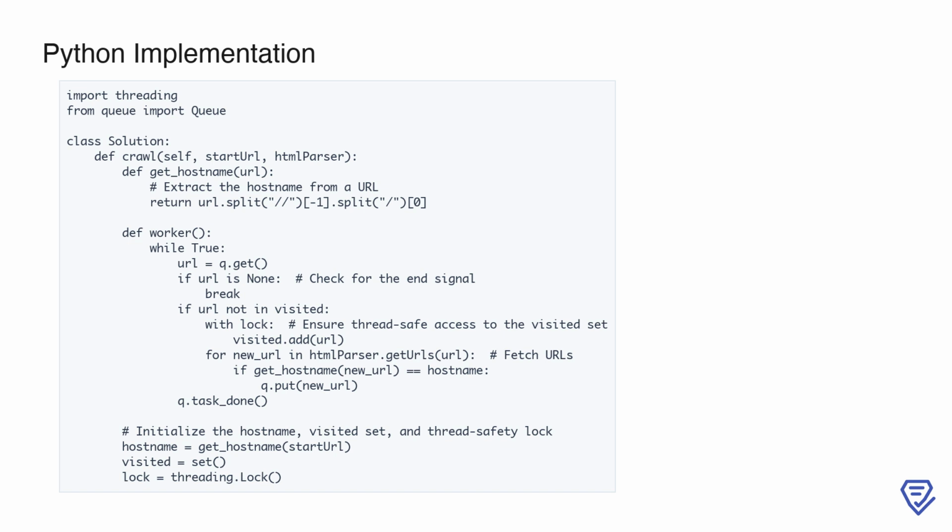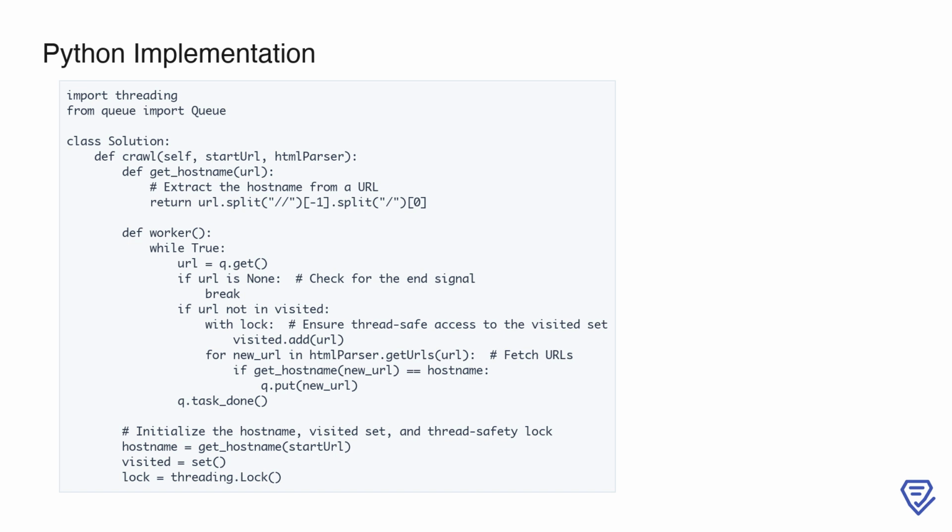Next, we define the worker function, which represents the task each thread will execute. This function continuously processes URLs from the queue until it encounters a None signal, which marks the end of processing. For each URL, it checks whether it has already been visited. If not, it adds the URL to the visited set while using a thread lock to ensure thread-safe access. Then, it fetches all new URLs linked from the current page using the HtmlParser.getUrls method and adds them to the queue if they belong to the same hostname.